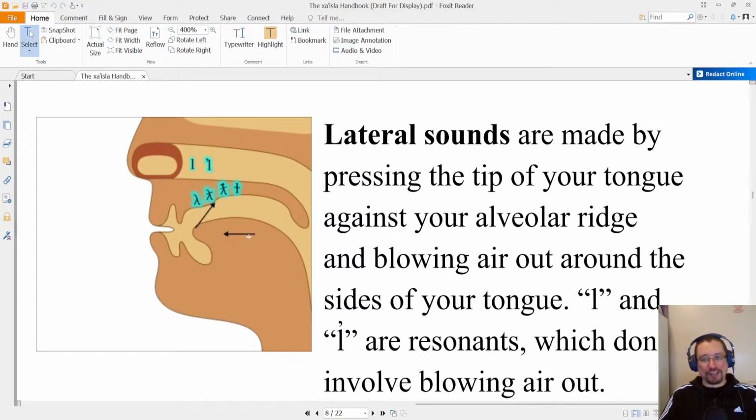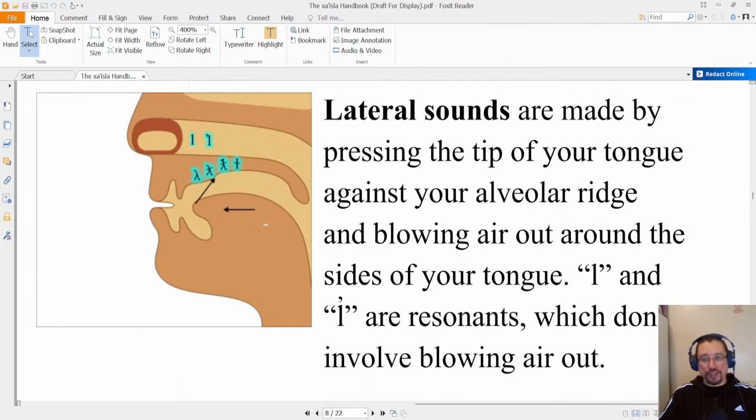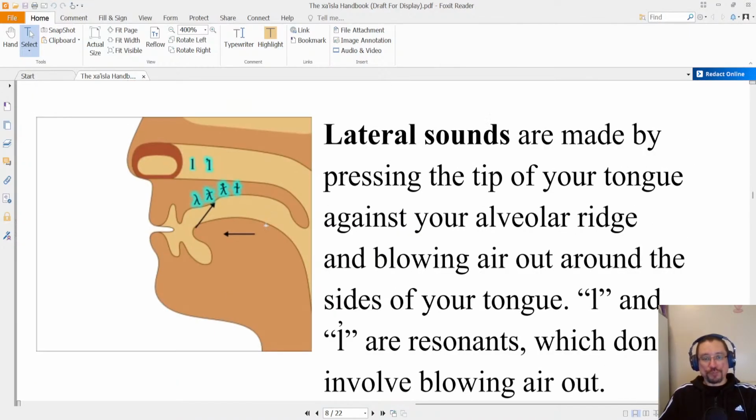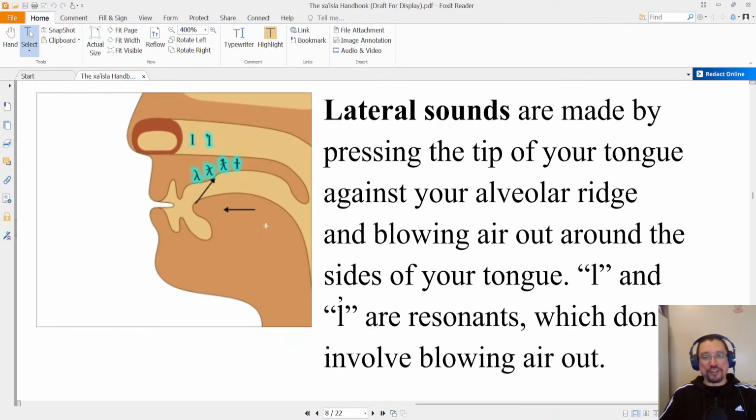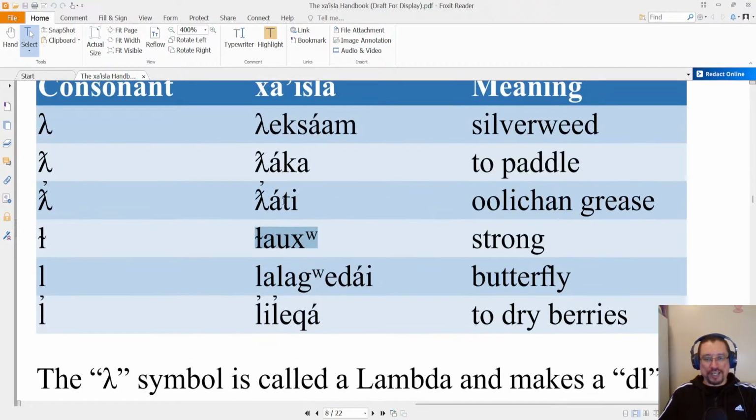So, right side, left side, both sides. Whatever works for you, whatever is most comfortable for you. Again, the most conventional way is to blow the air out around both sides of your tongue. But again, it's up to you as to which way you want to direct the air. And slow means strong.